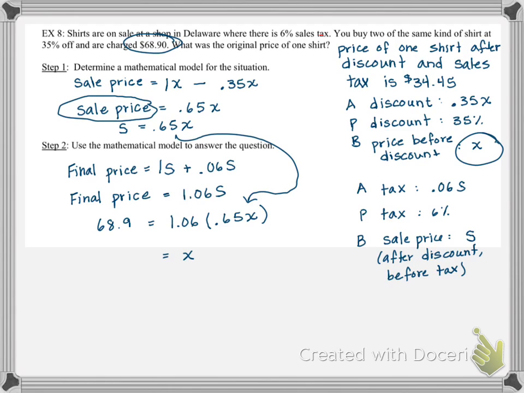I'm not sure what it is, but what's 1.06 times 0.65? 0.689. Oh, that works out really nicely, doesn't it? So X equals $100.